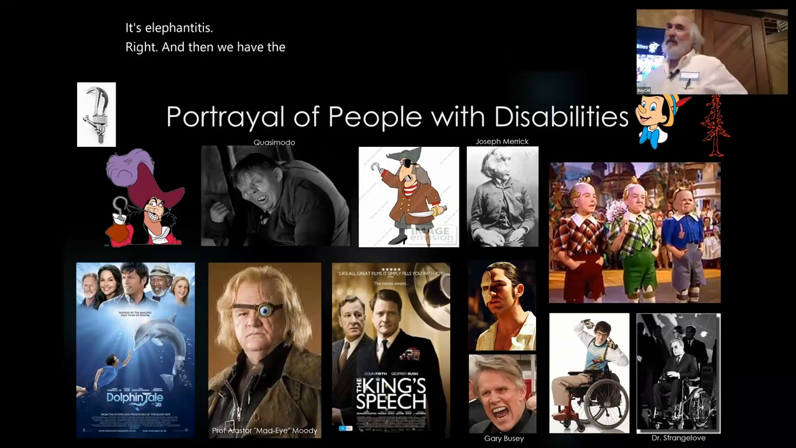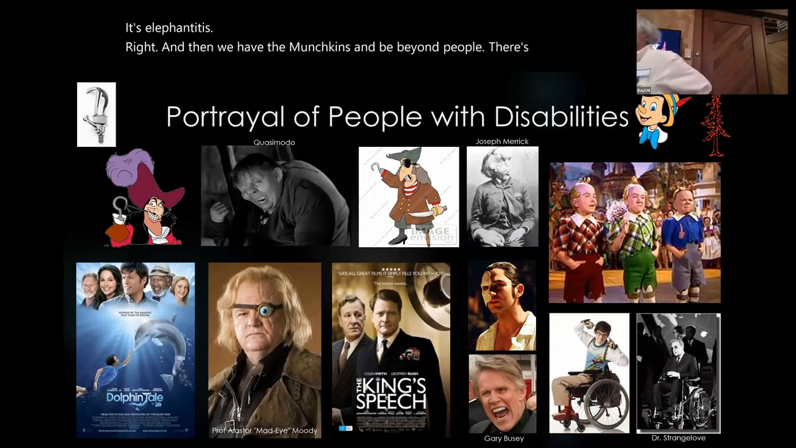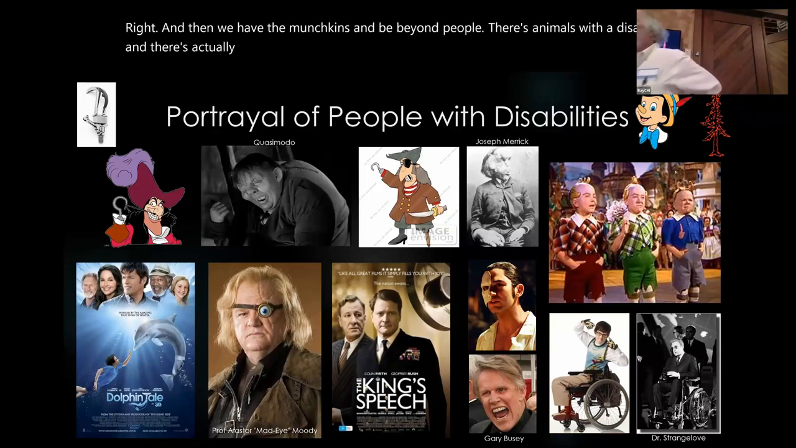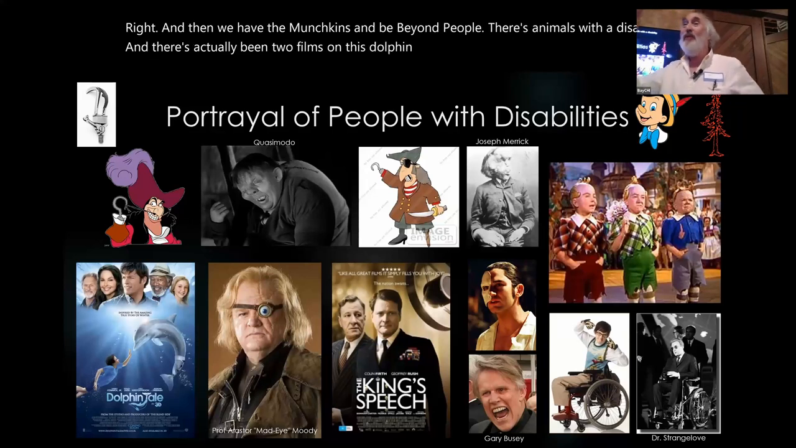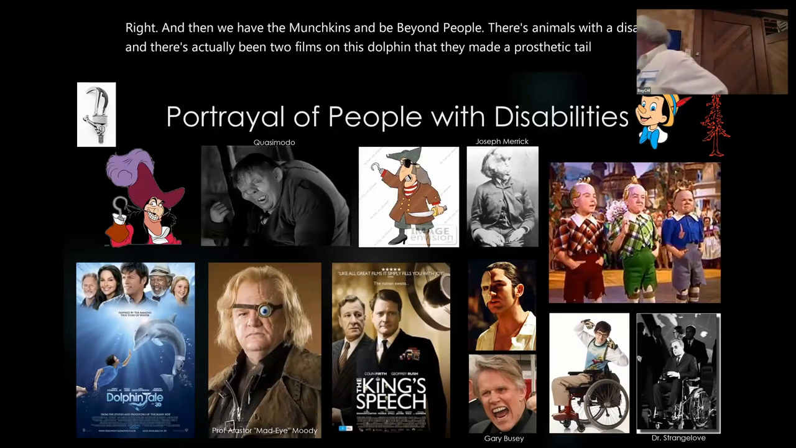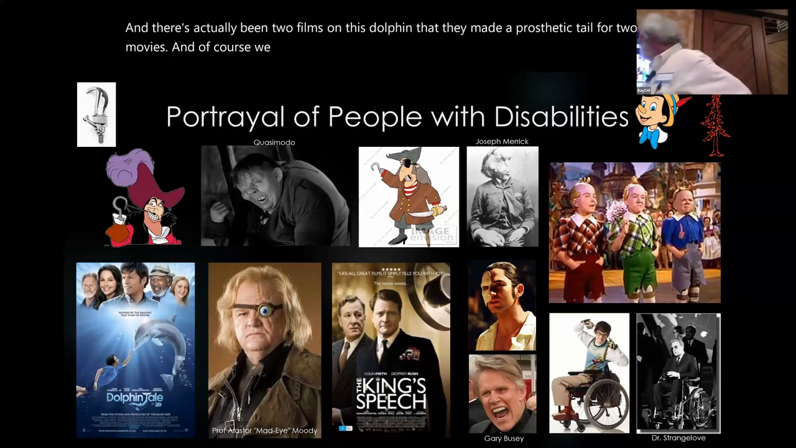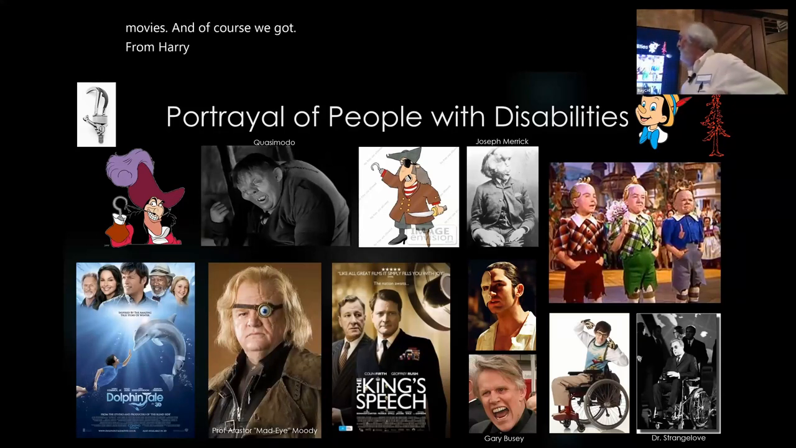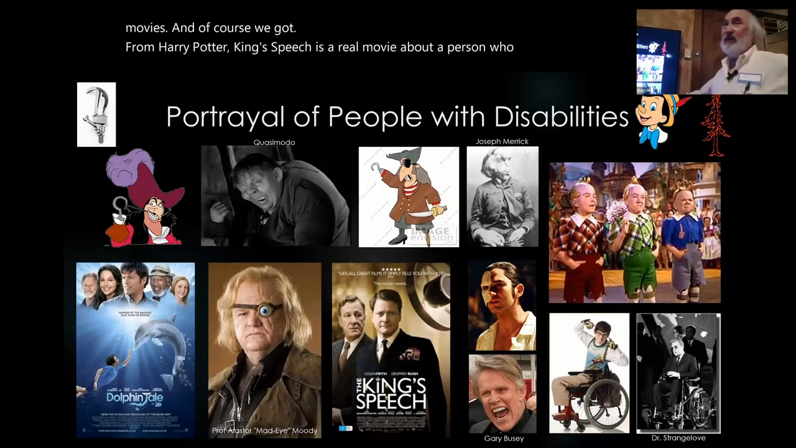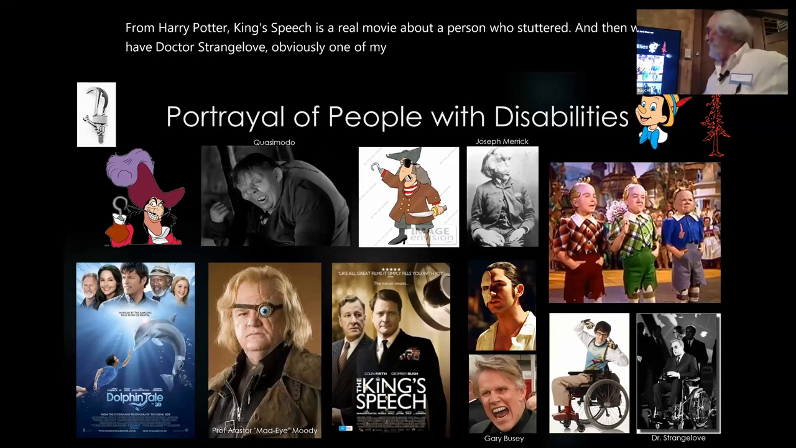And beyond people, there are animals with a disability. There have actually been two films about this dolphin that they made a prosthetic tail for, two movies. And of course, we've got, from Harry Potter, The King's Speech, a real movie about a person who stuttered. And we have Dr. Strangelove, obviously one of my favorite characters, in a very old wheelchair. So it sort of permeates society.